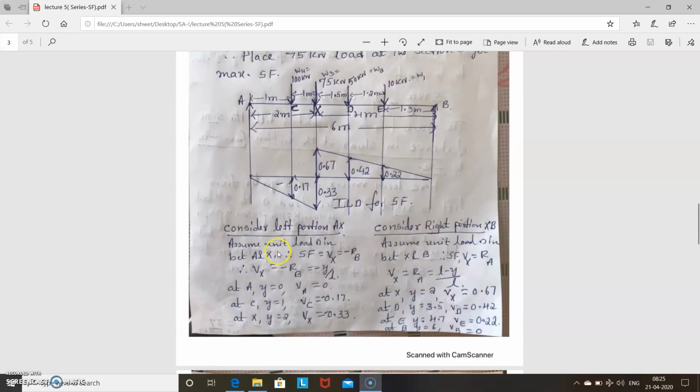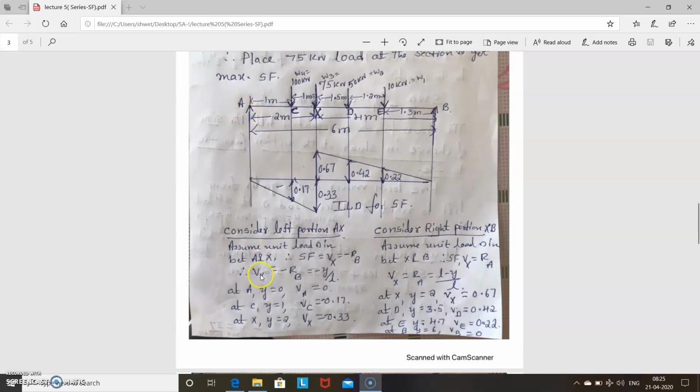Now find at different points. First point at A, Y is equal to 0. So VA is equal to 0. Next point at C, Y is equal to 1. So VC is equal to, if you substitute, you will get minus 0.17. Next at X, Y is equal to 2, you get this.